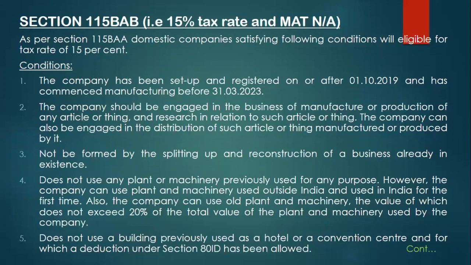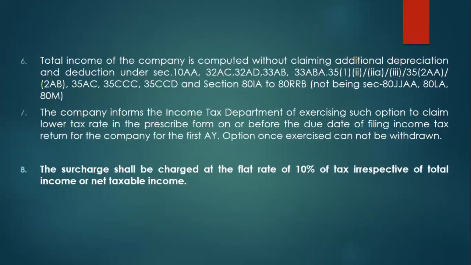Then old building which was used as a hotel and benefits of section 80-ID have been availed cannot be used. As discussed in other sections, various deductions should be foregone to avail benefits of section 115BAB. Unlike section 115BAA, a company cannot postpone opting this section. Also, option once exercised cannot be withdrawn. The rate of surcharge shall be 10%. Hence, effective rate arrives at 17.16%.